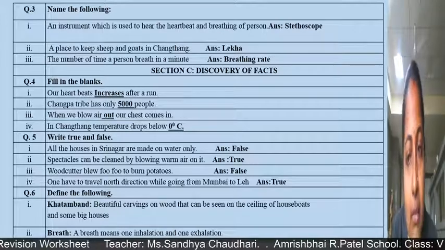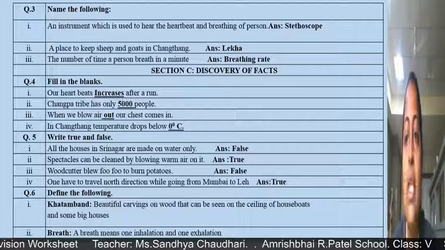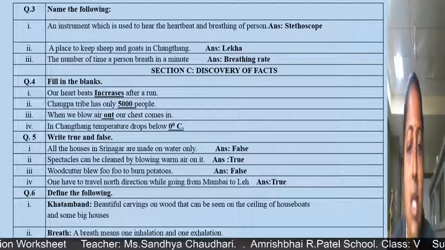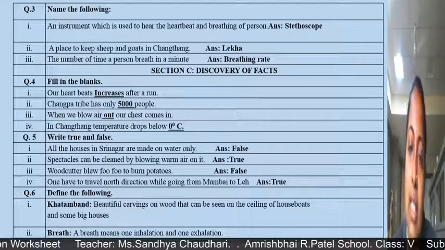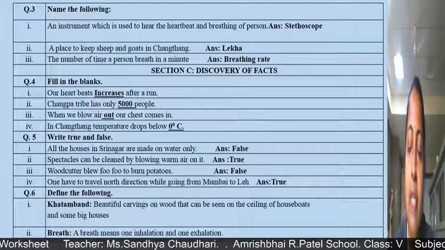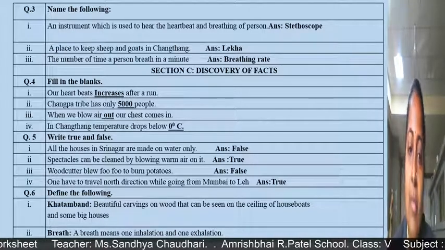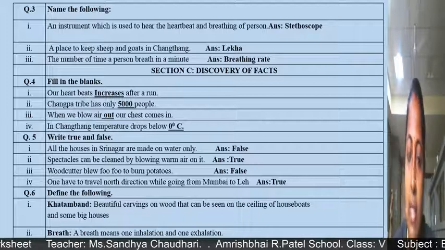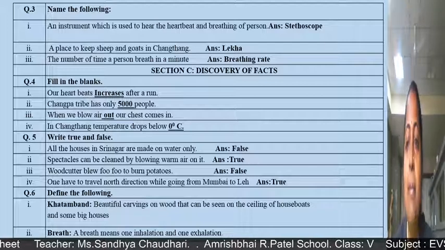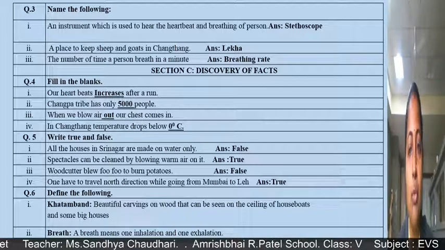Question number 6, define the following. Now here I would like to request you to use only textual language to write definitions. So define the following. First one is Khatamband. Beautiful carvings on wood that can be seen on the ceilings of houseboats and some big houses. So in this way, a perfect definition should be there. It will be for 2 marks. So breathe means 1 inhalation and 1 exhalation. Now if they are asking to write only 1 definition, my request is that you write both, because if one is wrong, in the other you can get the marks.